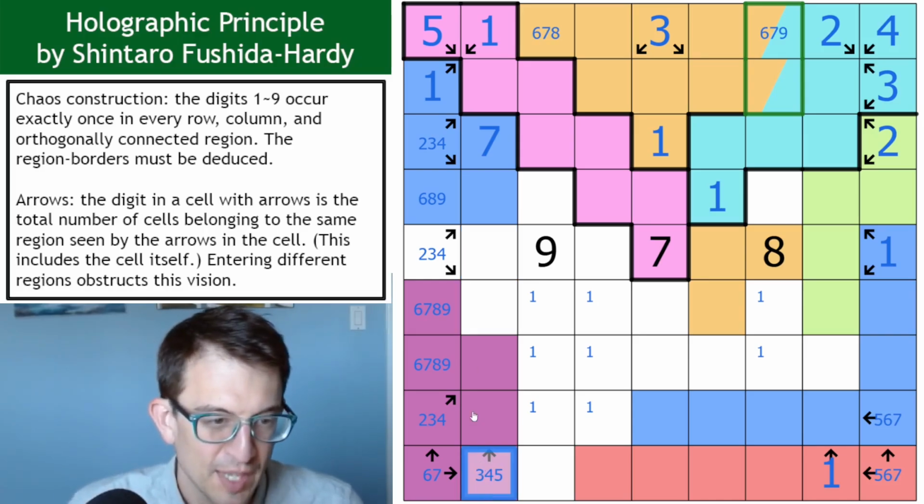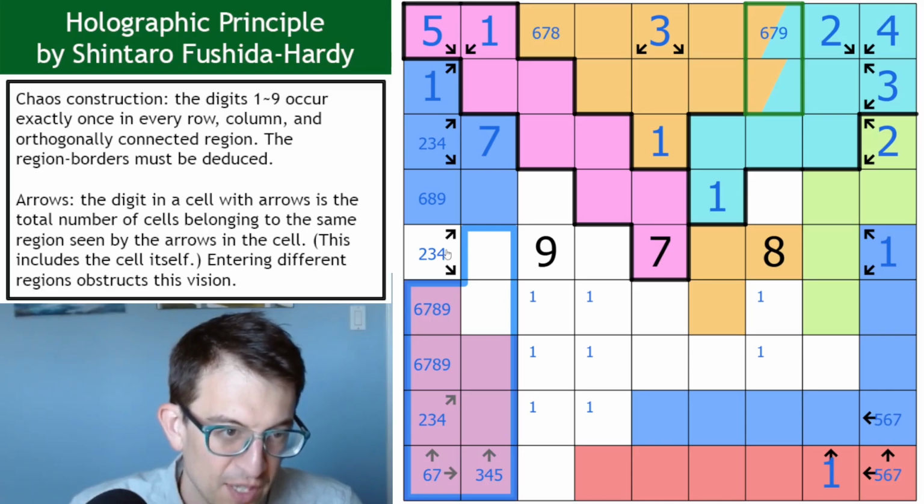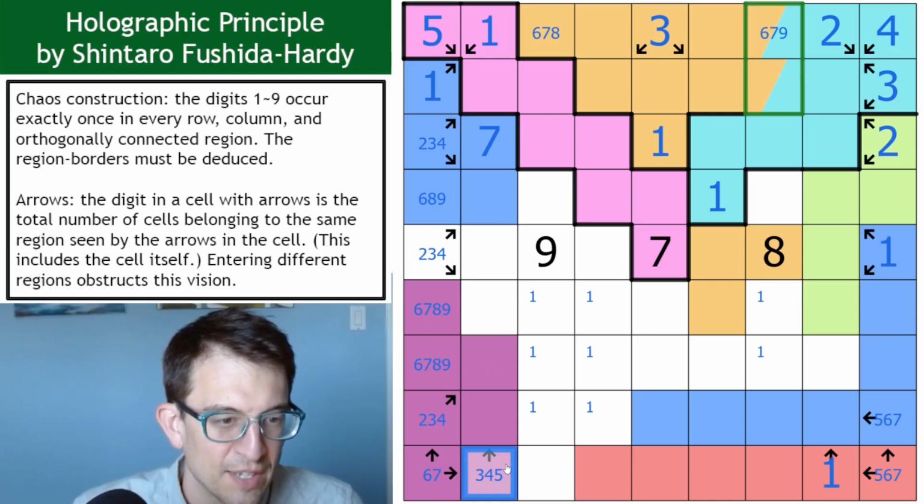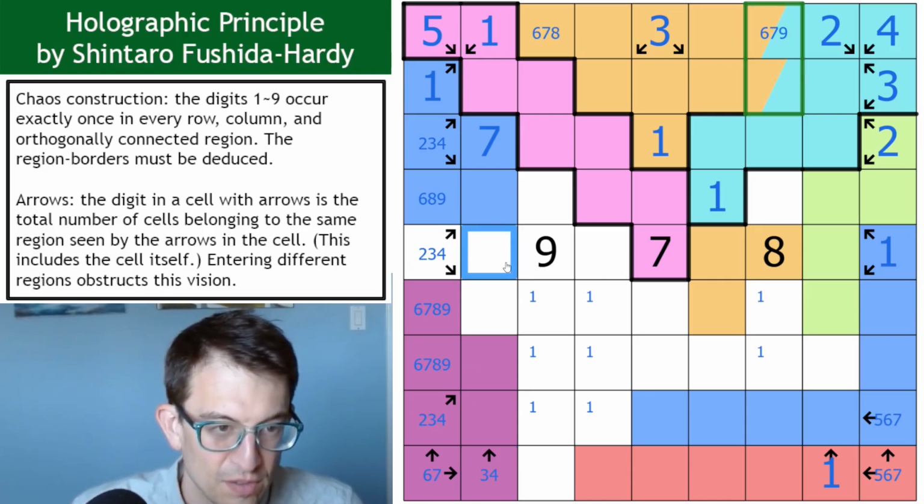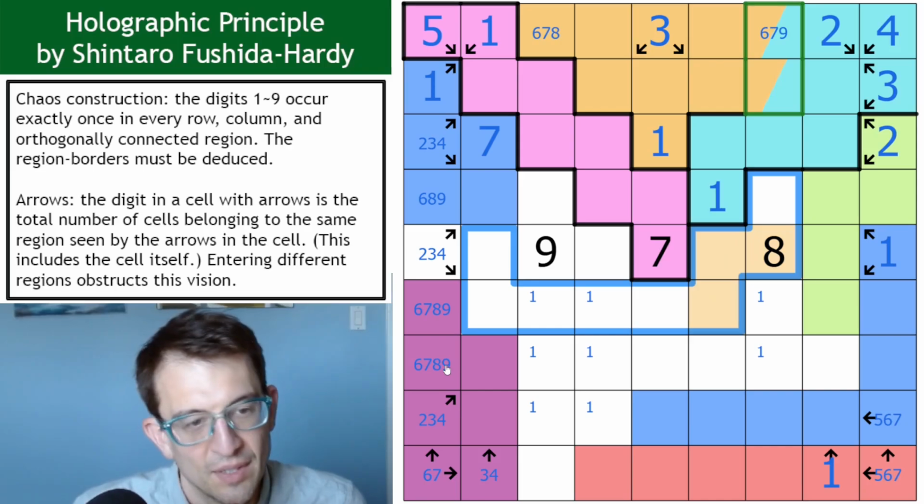It would cause a problem. So this can't be 5, because if it were 5, then this would be the region. This would end up being a 2, and this would also end up being a 2. So that's not 5, which means this, could it still be orange? 1, 2, 3, 4, 5, 6, 7, 8, 9. Yeah, that might still work.